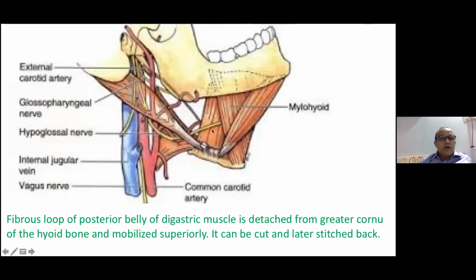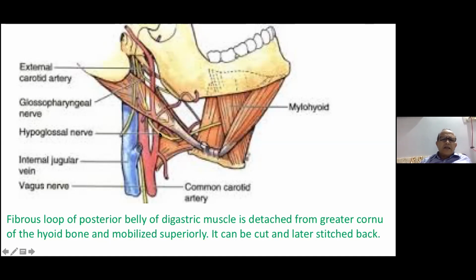The other important structures which may come in your way is the posterior belly of digastric muscle. So release these bellies at the attachment to the hyoid cornu, and these can be mobilized superiorly. The hypoglossal nerve also comes in your field. It should be identified and should be mobilized.